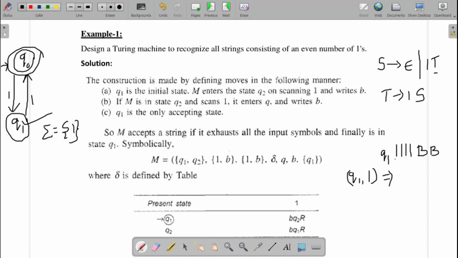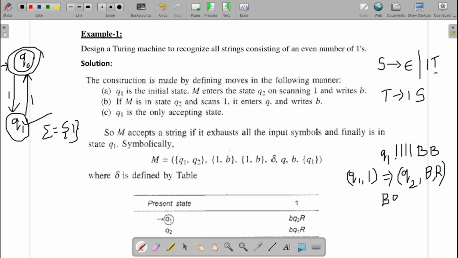So do I need to remember this one? No need to remember, because the state itself will remember the values. Then what I will do, I will change my state to Q2. This 1 I will replace with a blank space. The next symbol is on the right side, so I will have the movement towards the right side. So this 1 is replaced with the blank space.